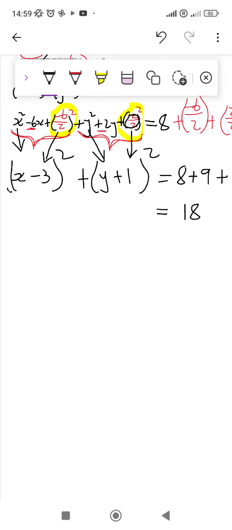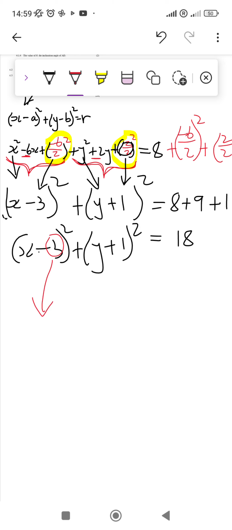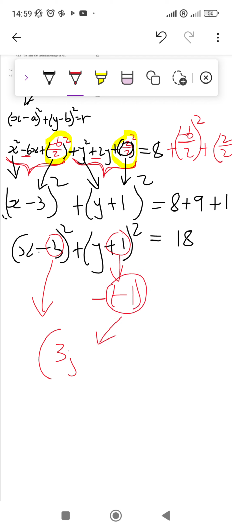Okay, so our equation simplifies to (x - 3) squared plus (y + 1) squared equals 18. Now that we have it in that form, we know that our center is going to be this positive 3. And we see a plus 1 there, but we should know that there is a minus 1. That's why you see the plus 1. So this minus 1 is in fact your b value. Great. So that is how we proved our center.